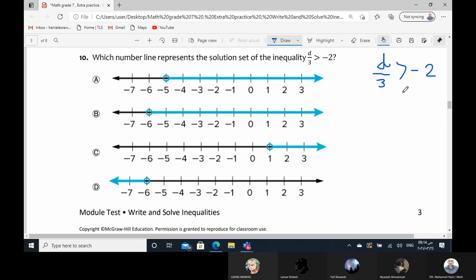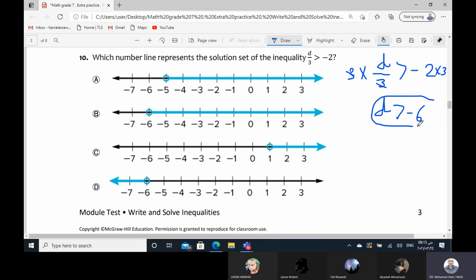Fine. To solve this inequality, use one step. As you see here, d over 3. We want to remove 3. How to remove 3, which is in the denominator? Try to multiply the two sides by 3. So here you have 3 up and 3 down. 3 divided by 3 will be 1. 1d means d greater than minus 2 times 3, which will be minus 6.